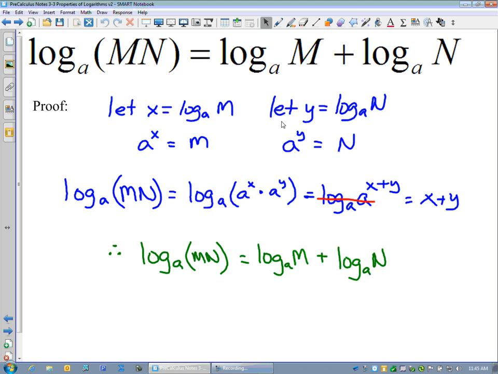We set x to equal log base a of m, y equal to log base a of n. The only difference here is you'd have the division in the argument here, which would change this to a subtraction, this to a subtraction, and this to a subtraction. Other than that, everything else would be exactly the same. All right, so now the only one left to prove is the power property.